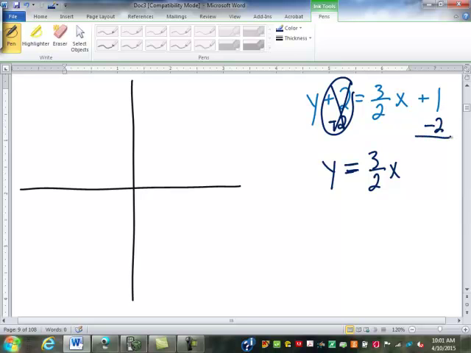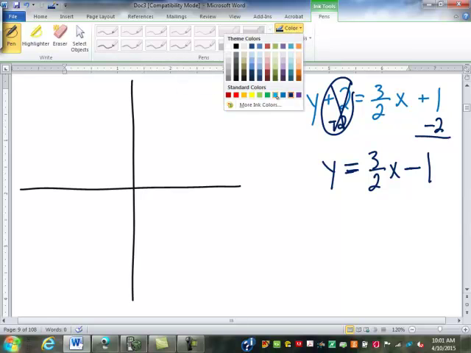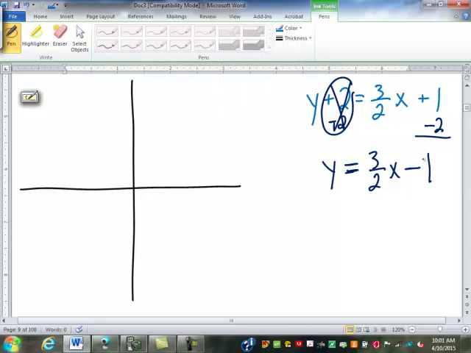What is positive 1 minus 2? Negative 1. So that becomes y equals 3/2 x minus 1. So where do I start? Negative 1. And from there I go up 3 over 2. Very good.